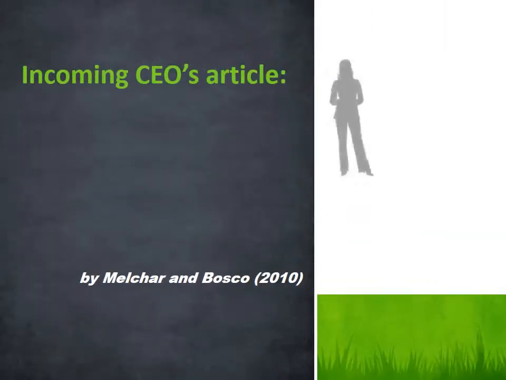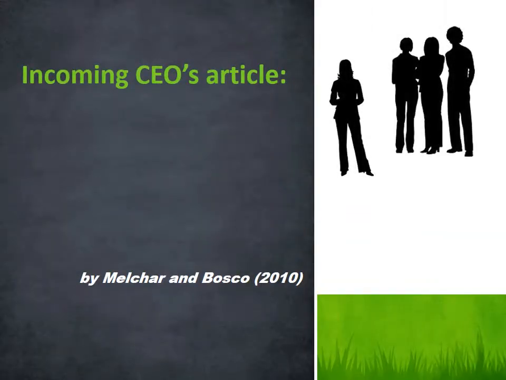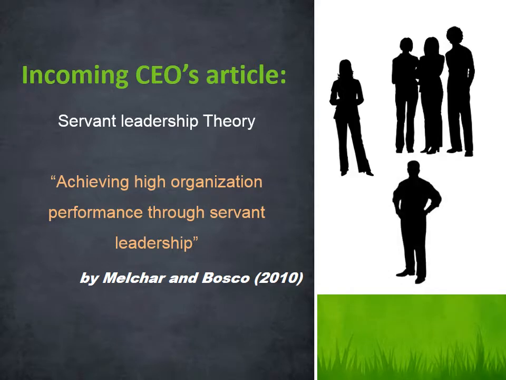The first article evaluation is Melka and Bosco's article titled Achieving High Organization Performance Through Servant Leadership. Melka and Bosco's article is a descriptive study that examines whether the incorporation of servant leadership creates an organizational culture that attracts or develops other servant leaders, page 75.